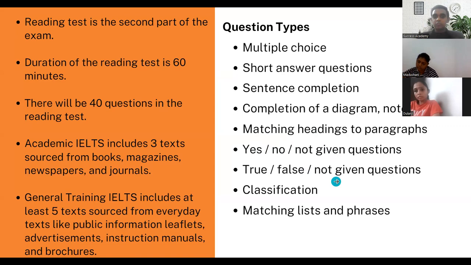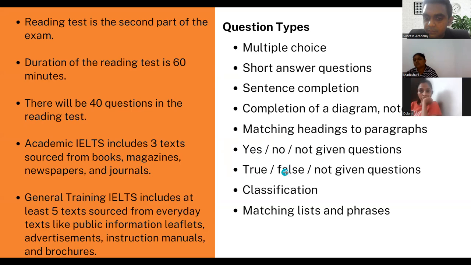What I've noticed in classes is a big mistake that students make: when they ask you to say yes, no or not given, some students write true for yes, right? Instead of writing yes, they write true. That is wrong, right? If you write true instead of yes, that is wrong. If you write false instead of no, that is wrong, right?